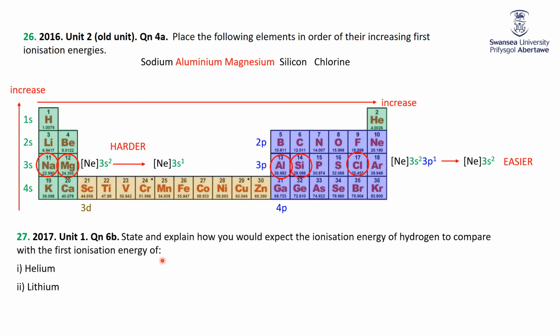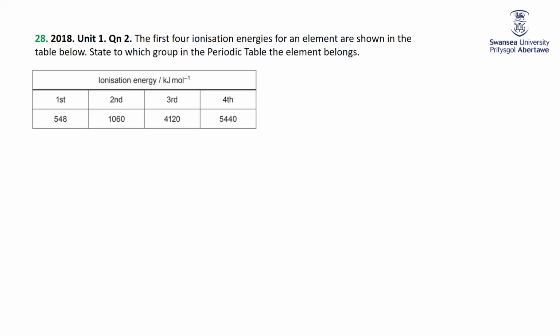Using the same picture, how would we expect hydrogen to compare first of all with helium? Well, obviously, as you go across, it's getting higher, so therefore hydrogen is going to be lower than helium. And then comparing hydrogen and lithium, well, as you go up, the ionization energy increases, so therefore hydrogen is larger than lithium.